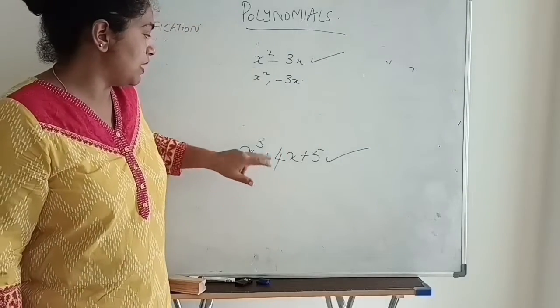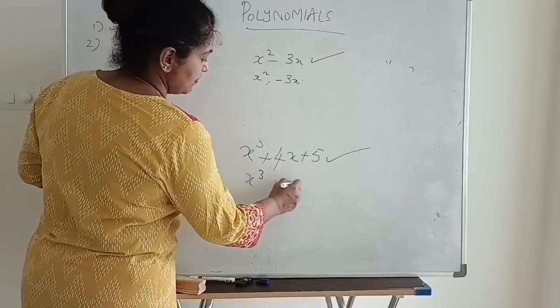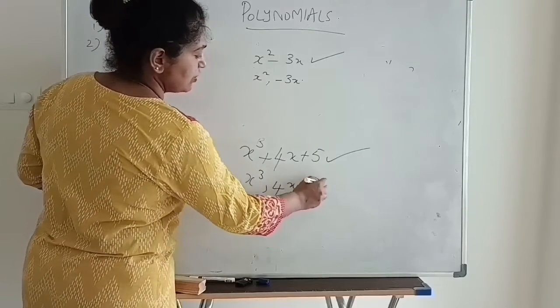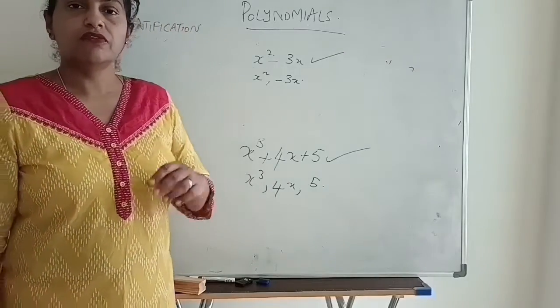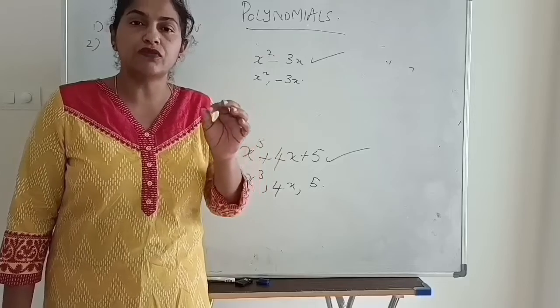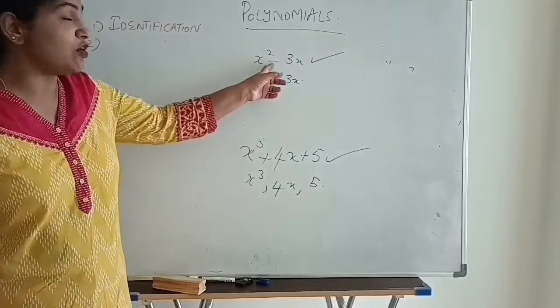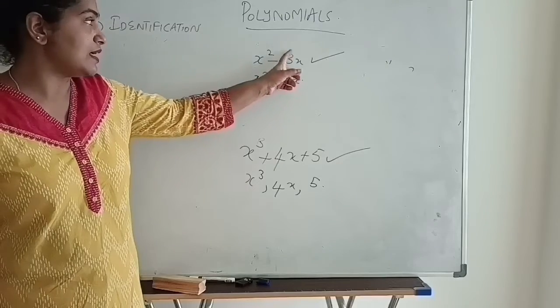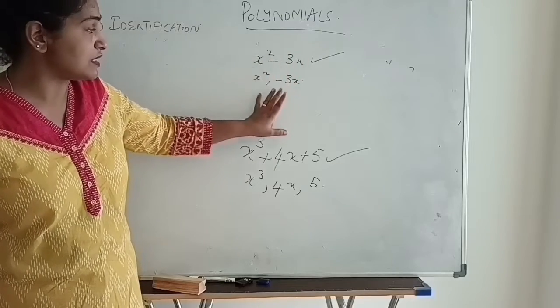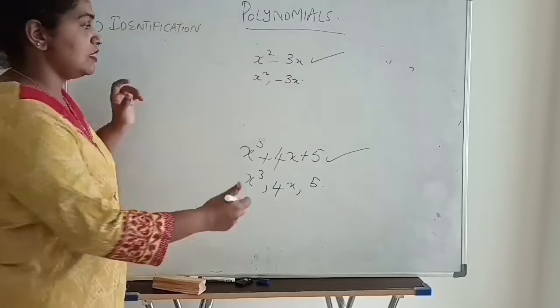What are the terms of this polynomial? It would be x cube, 4x and 5. So what do you mean by the terms of a polynomial? They are the parts of the polynomial along with their signs. In this case, I cannot neglect the negative sign when I am taking the second part. So, the terms of the polynomial would be x square and minus 3x.